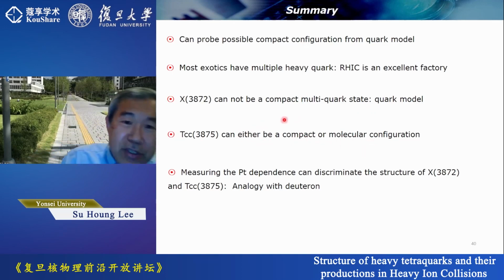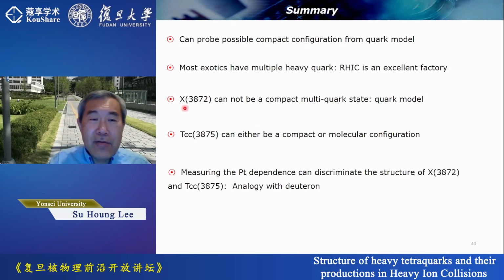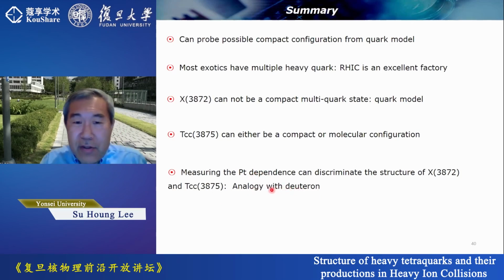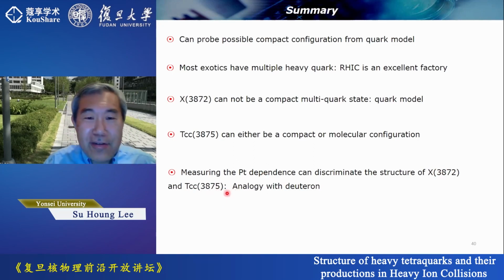So if you measure this in heavy ion collisions, you can actually measure the independence. Because of this analogy with the deuteron, we will be able to see whether X is indeed a molecular configuration, and then discriminate whether TCC is compact or molecular. Okay, that's all I wanted to say.